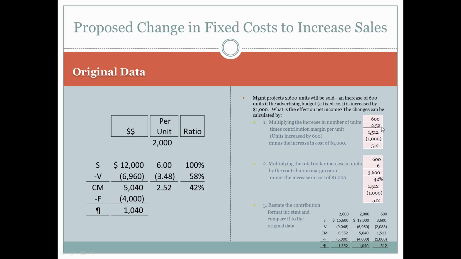We know our contribution margin per unit is $2.52. This 600 times $2.52 is $1,512, from which we will subtract the $1,000 that we spent in order to get this increase of 600 units, which means that we will make money of $512 based upon this projected spend of $1,000 on the advertising budget.